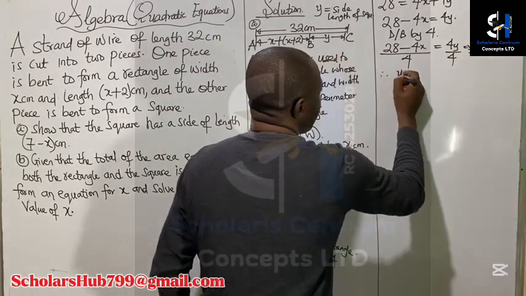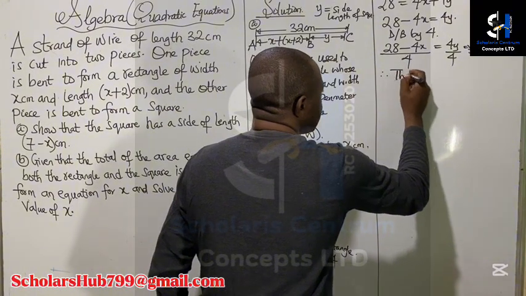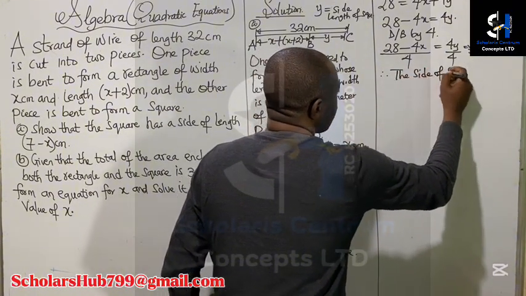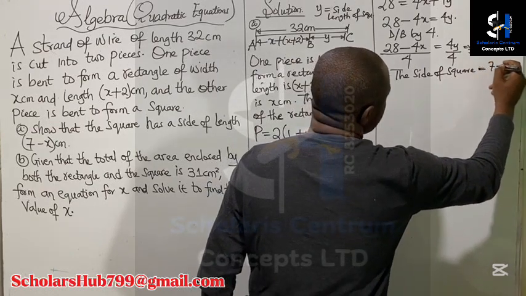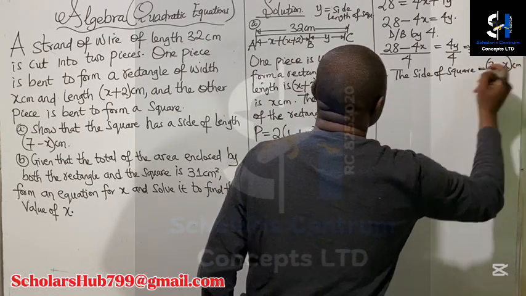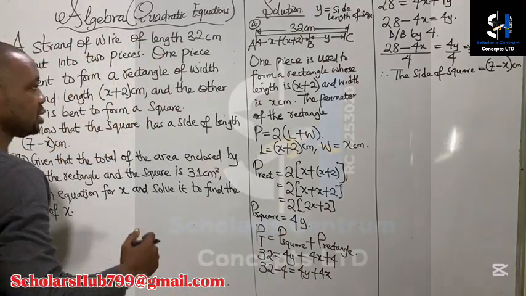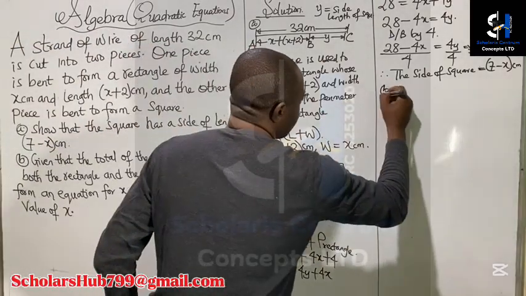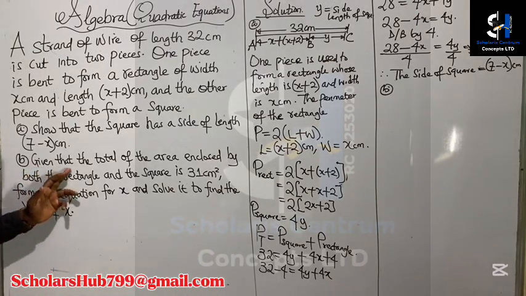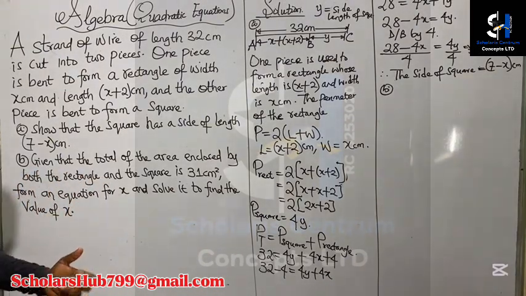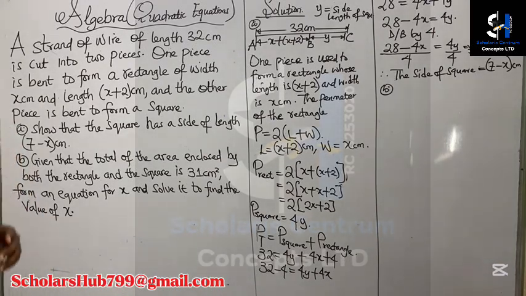So therefore we have the side length of the square is equal to 7 minus x centimeters, and we just proved this here. So that's the first question. All right. Now the second question reads, given that the total of the area enclosed by both the rectangle and the square is 31 square centimeters, form an equation for x and solve it to find the value of x.